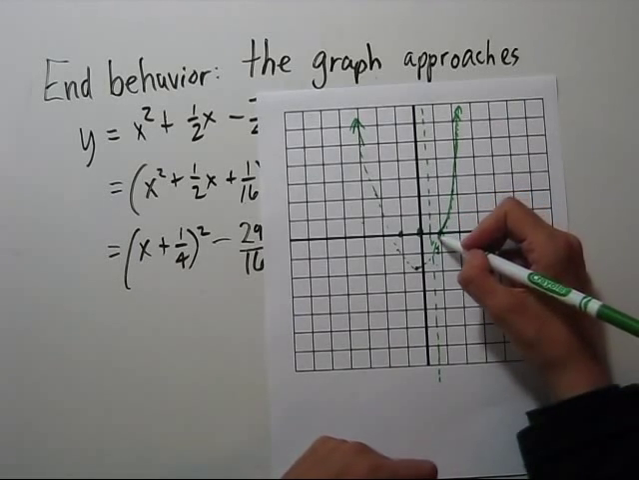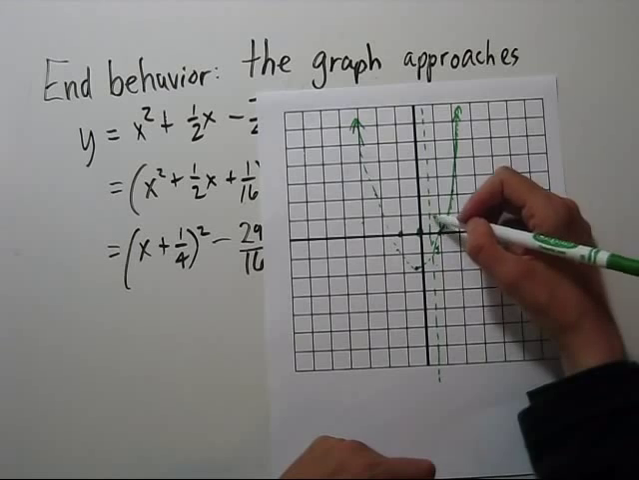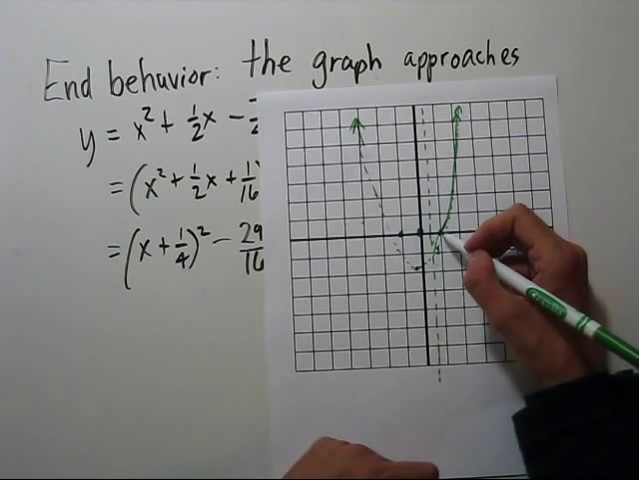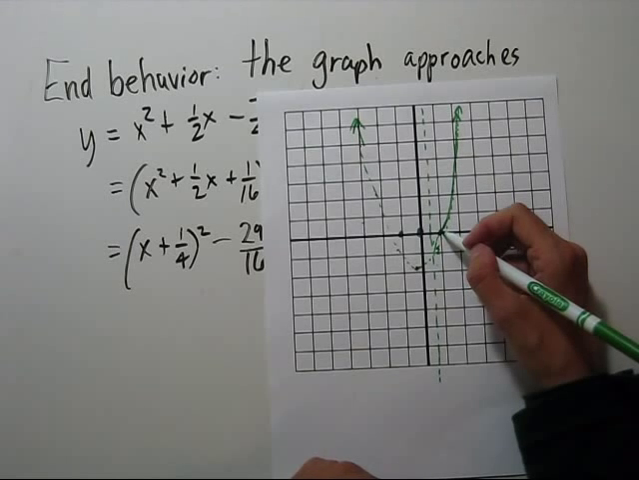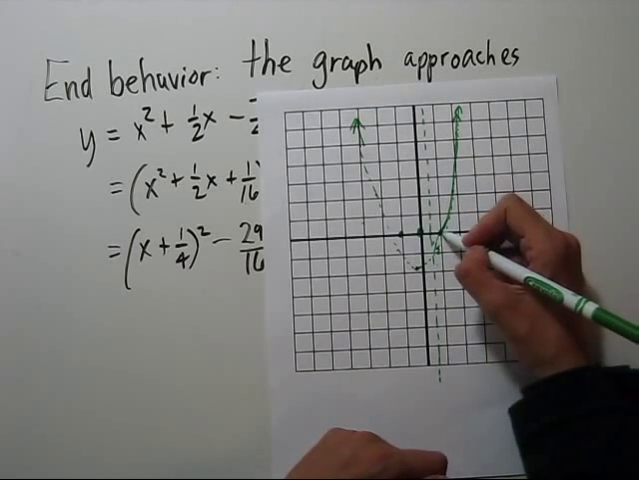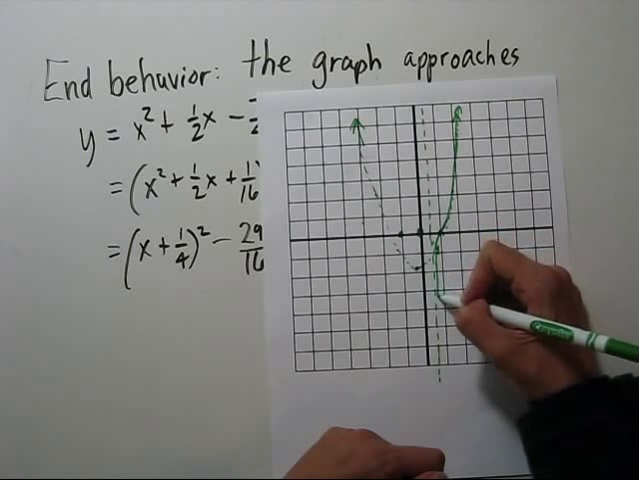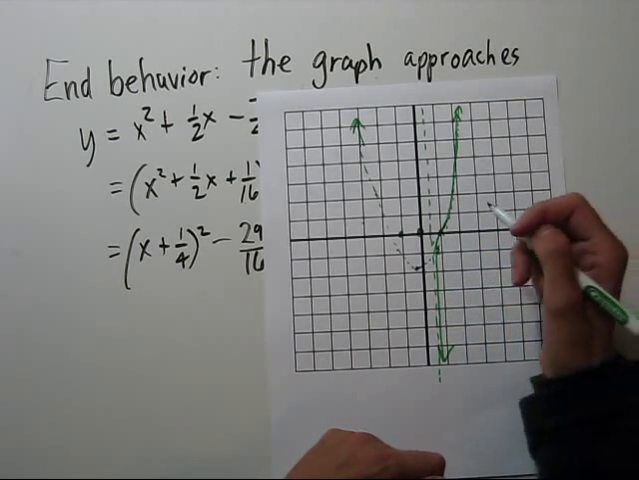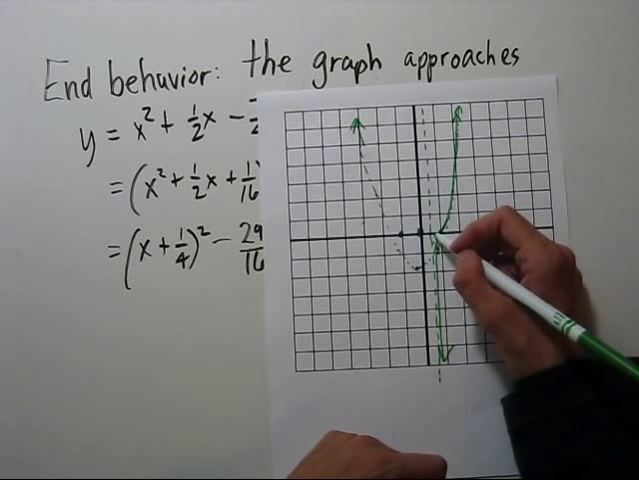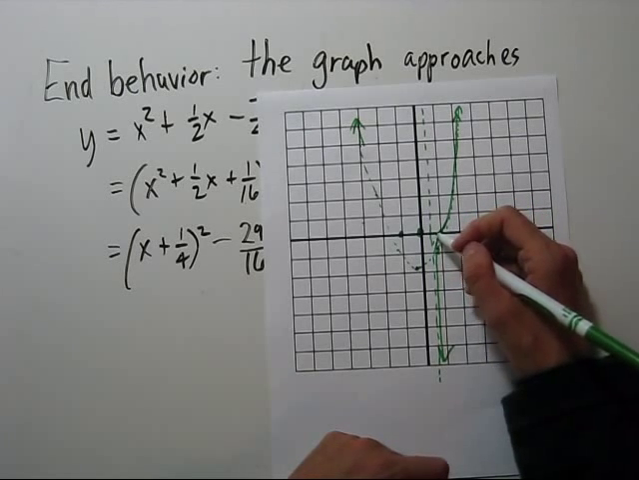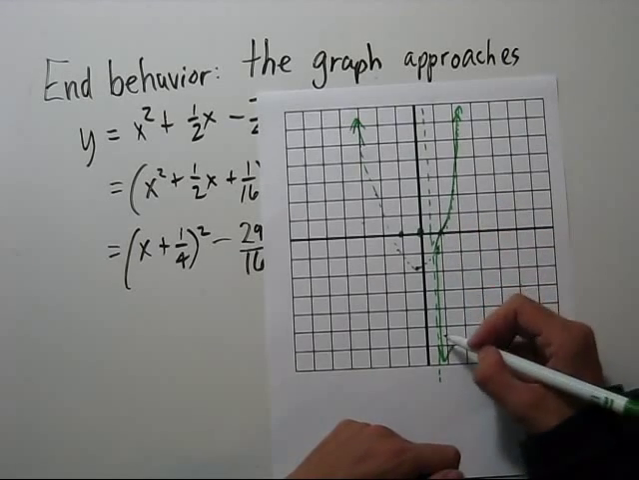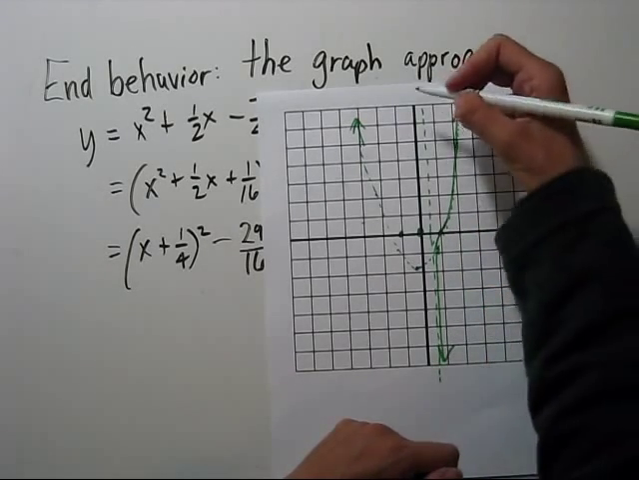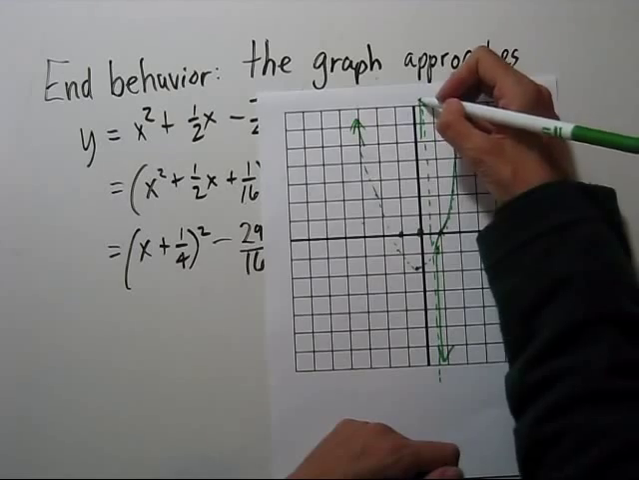Now we need to decide whether to go down or up. The factor x minus 1 in the numerator had odd multiplicity, so we have to cross. So we'll be going down. Now x minus 1/2, the factor in the denominator, had odd multiplicity, so we're going to switch directions as we cross. So this will be going up.